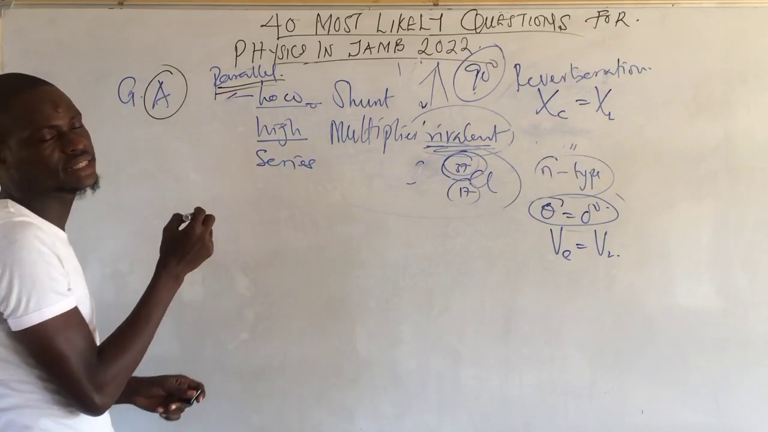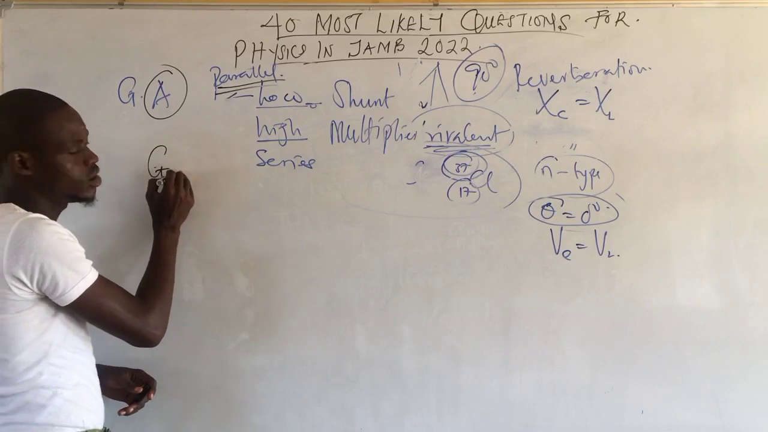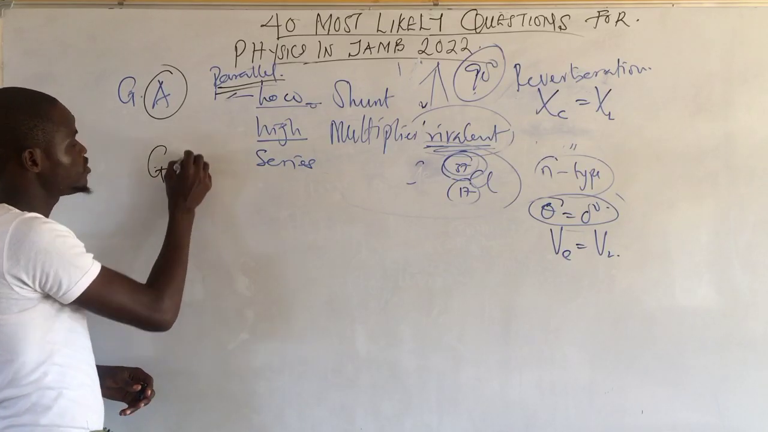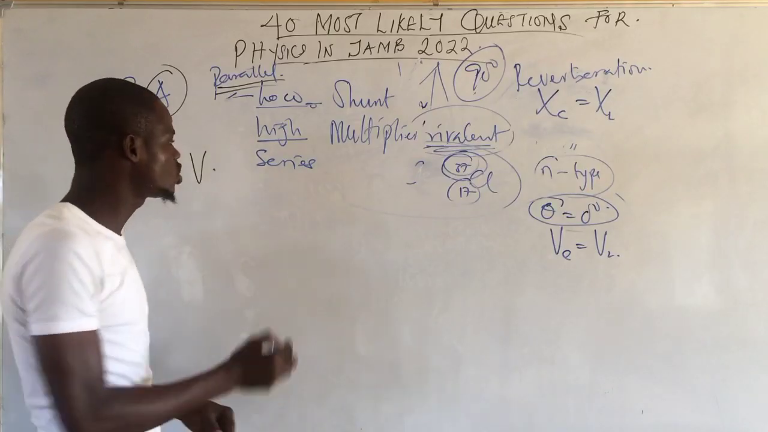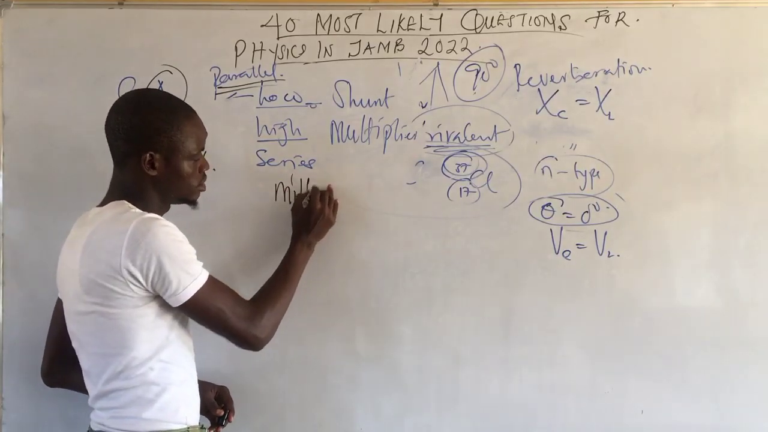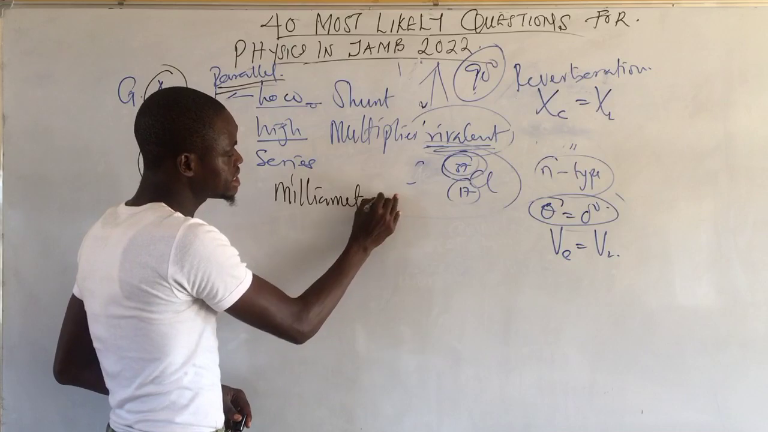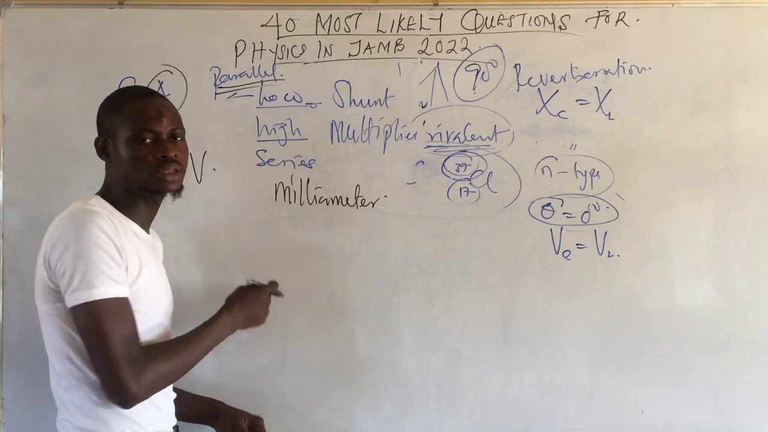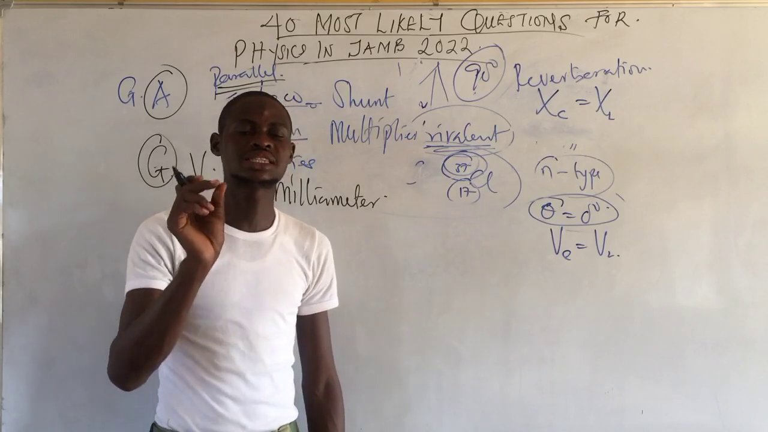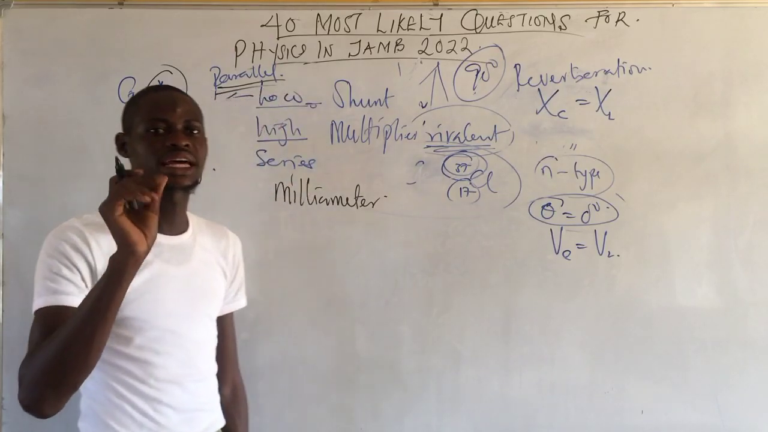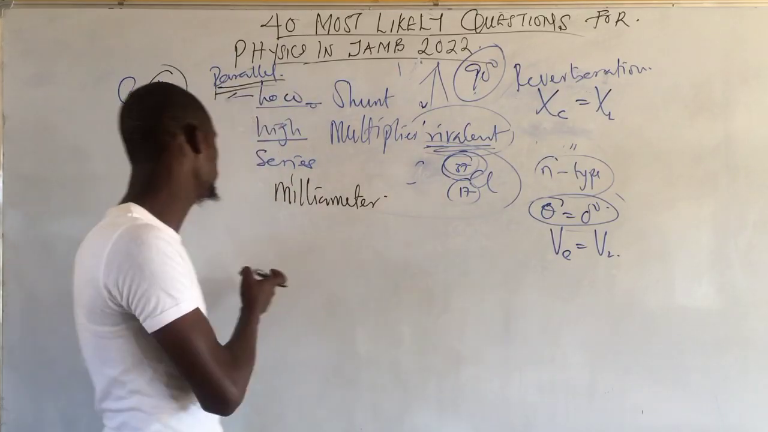What if I want to convert a galvanometer into a voltmeter? Sometimes they won't call it a galvanometer; they will call it a milliammeter. It is still the same thing as a galvanometer, because a galvanometer is an instrument used to measure just a small current, in milliamps. That is the function of a galvanometer.